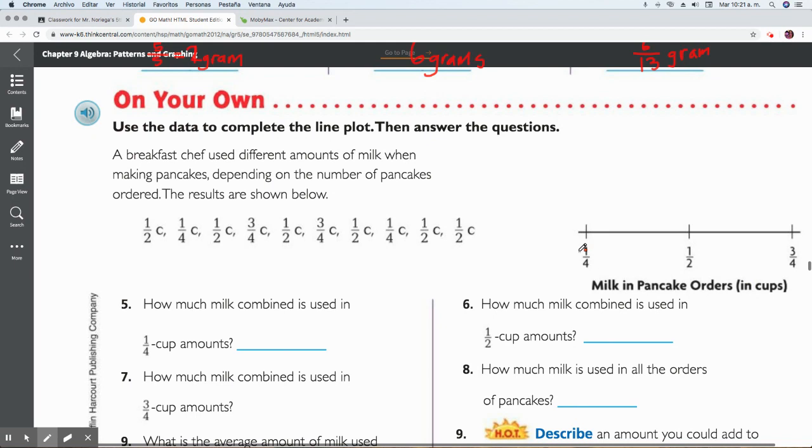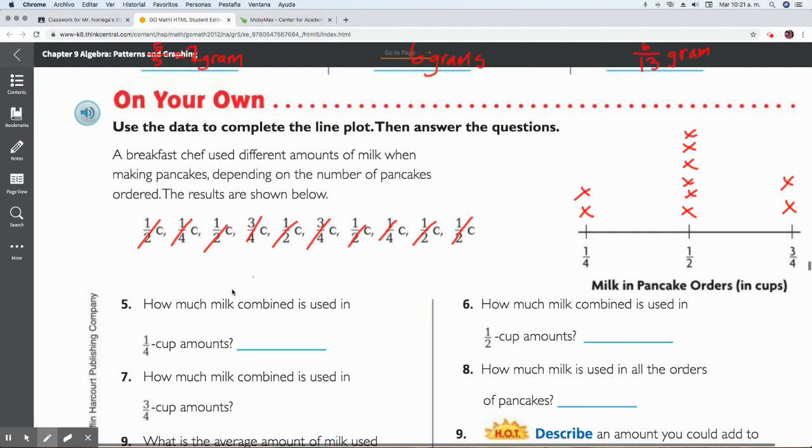Let's start with 1/4. Let's count how many 1/4s. 1, 2. So 2 x's on top of 1/4. Now let's move on to 1/2. We have 1, 2, 3, 4, 5, 6 x's on top of 1/2. Now 3/4. 1, 2, only 2. Make sure that you didn't leave any fraction unmarked, so all of them are marked.